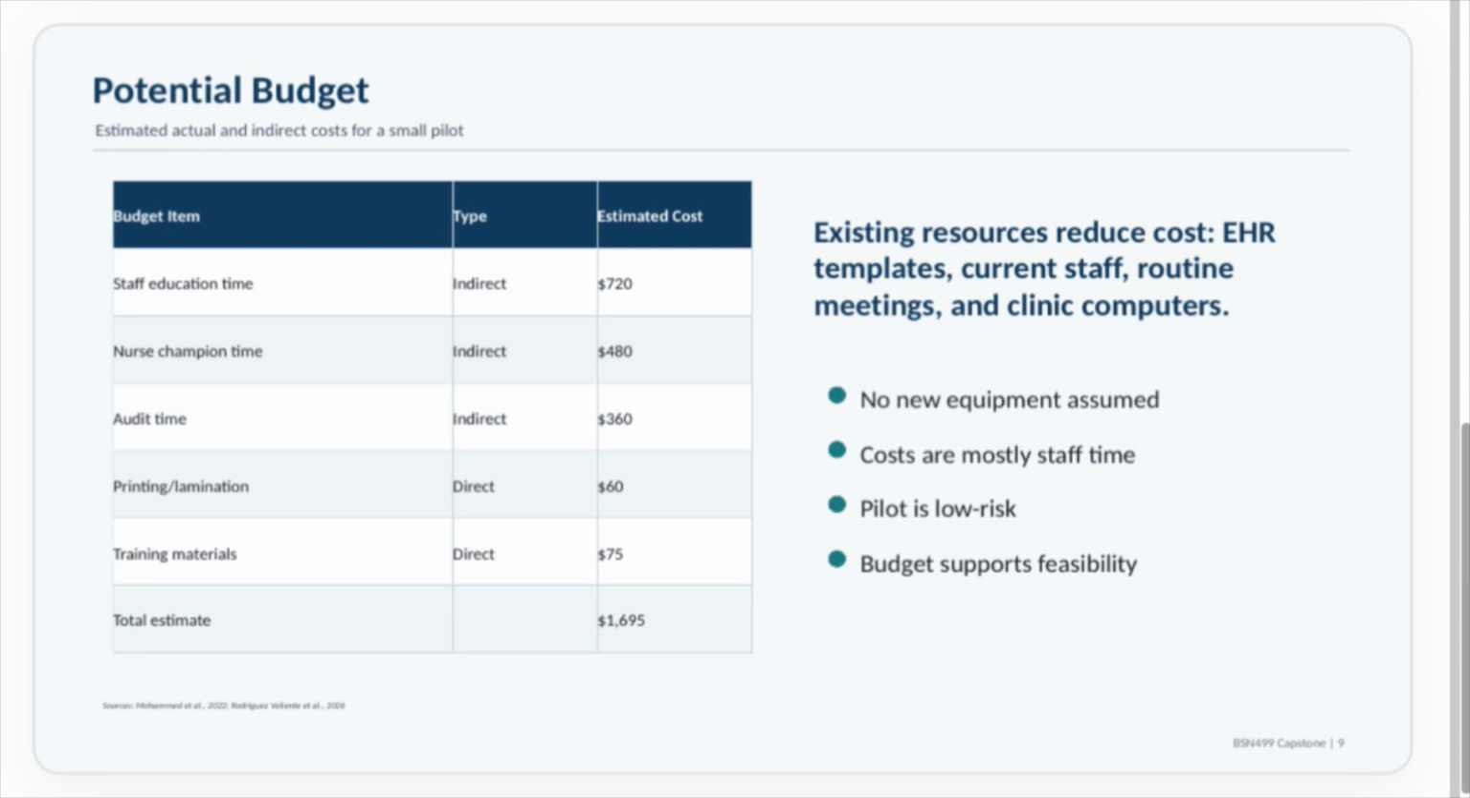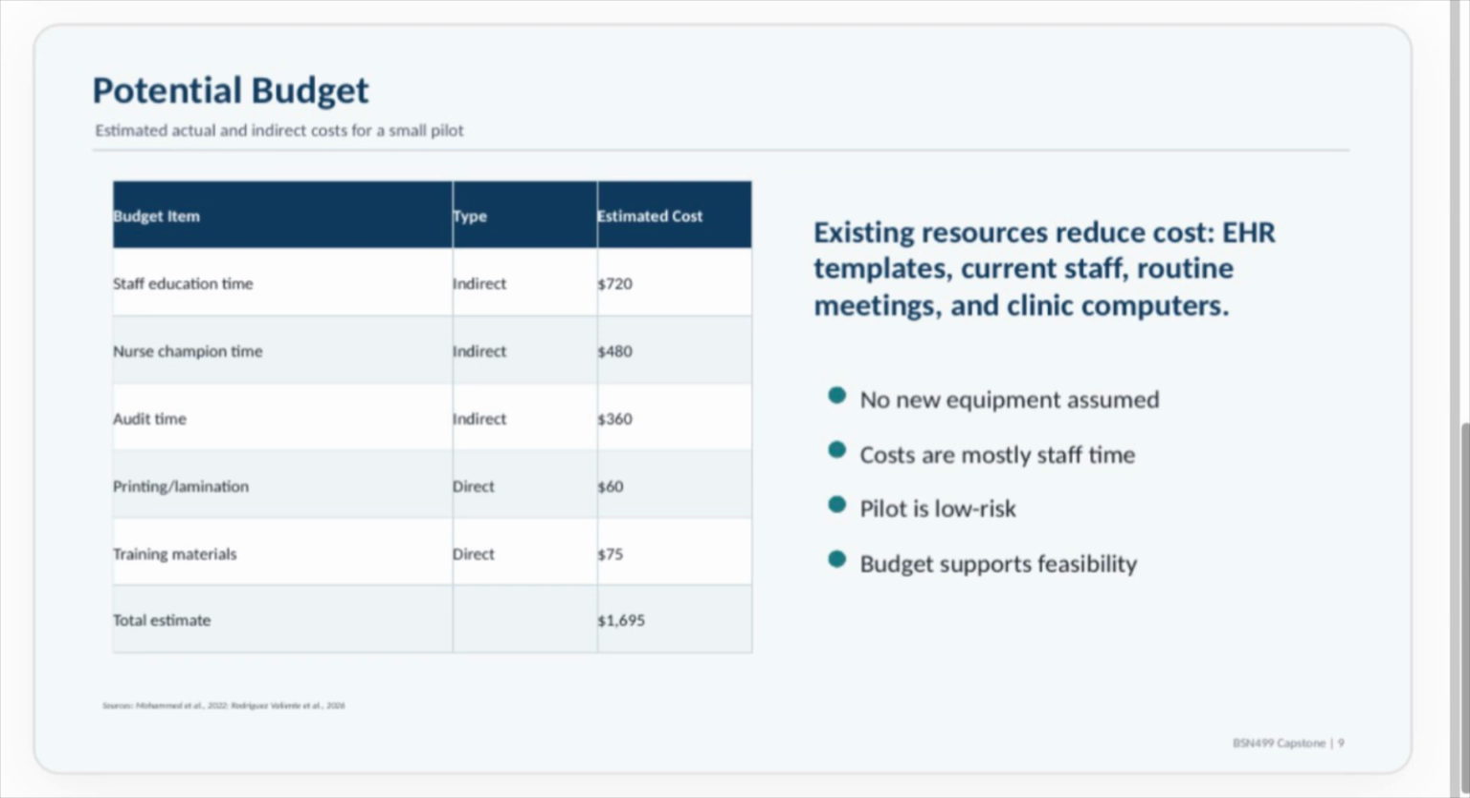Slide 10. Potential budget. The potential budget is designed for a low-cost quality improvement pilot. Most of the projected expenses are indirect staff time. The budget estimates 1 hour of education for 6 nurses at approximately $60 per hour, 8 hours of nurse champion time, and 6 hours of chart audit time. Direct costs are limited to printing, lamination, and training materials. The estimated total is approximately $1,055, although actual labor costs would depend on the clinic's salary structure.